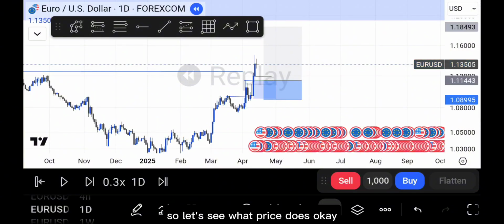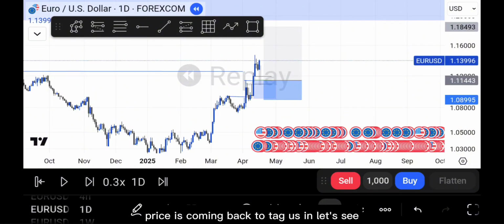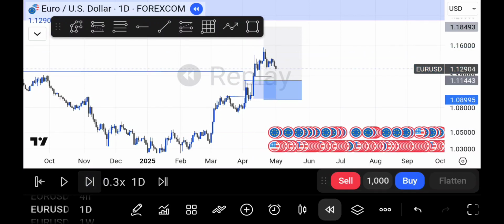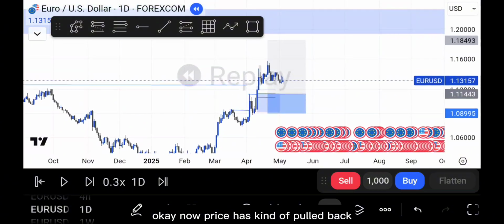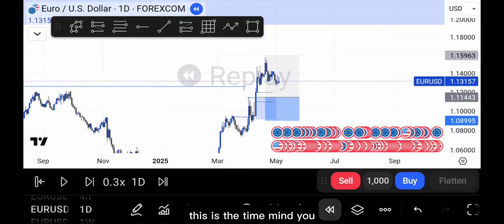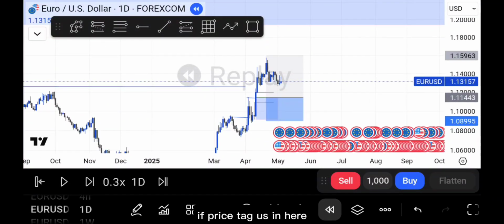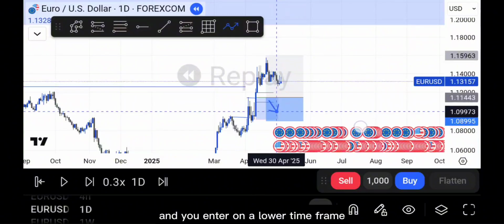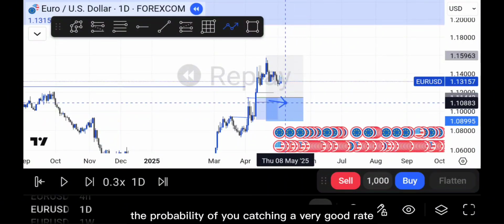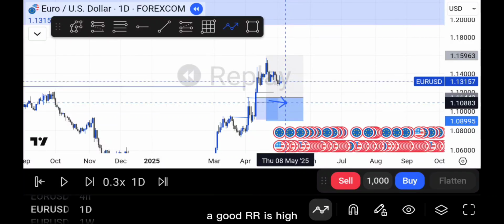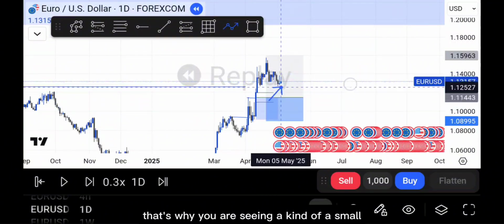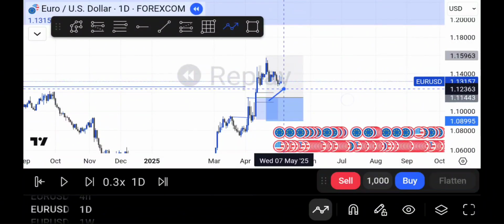So let's see what price does. Okay, price is coming back to tag us in. Let's see if price will tag us in. Okay, now price has pulled back, so let's place our target at this recent high here. Mind you, if price tags us in here and you enter on a lower time frame, the probability of you catching a good RR is high. But we are just assuming that we enter on the daily time frame here. That's why you are seeing a small RR here.